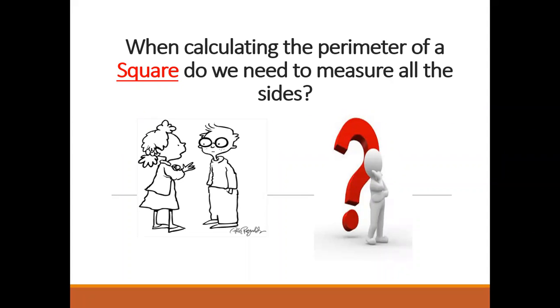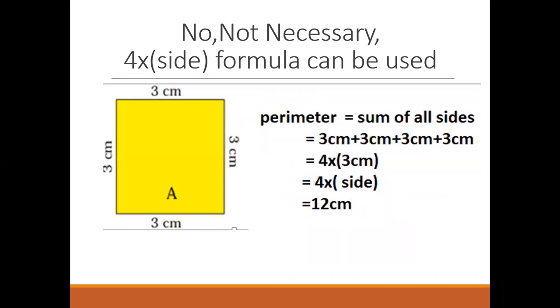So for a rectangle, one easy method is there. Similarly, for a square also one easy method is there: 4 into side. If you know one side, that is enough. See, 4 into side is the formula that can be used. One problem I have given there. With the sum of all 4 sides, you will get the answer. If you do it like this, then also you will get the same answer, 4 into 3. So next onwards you can use this formula and do the problems in less time. The formula will save the time.